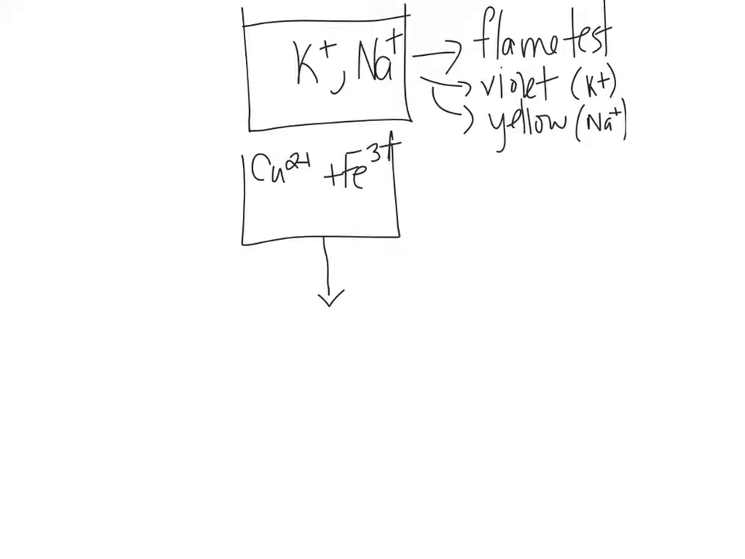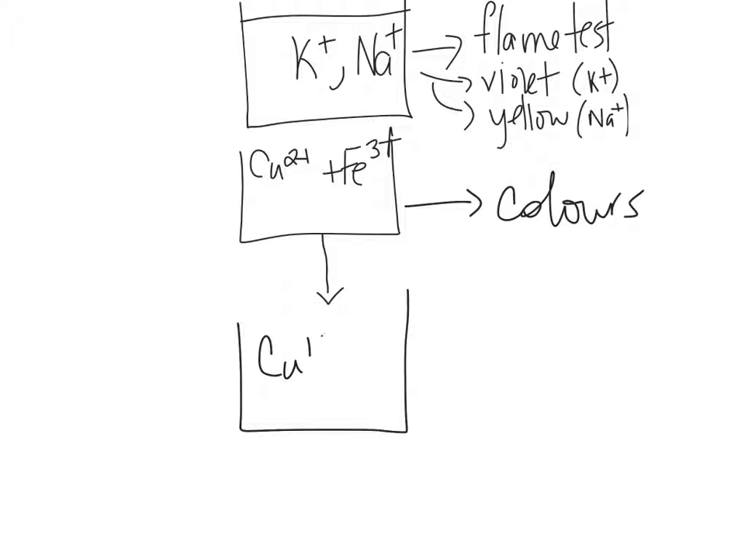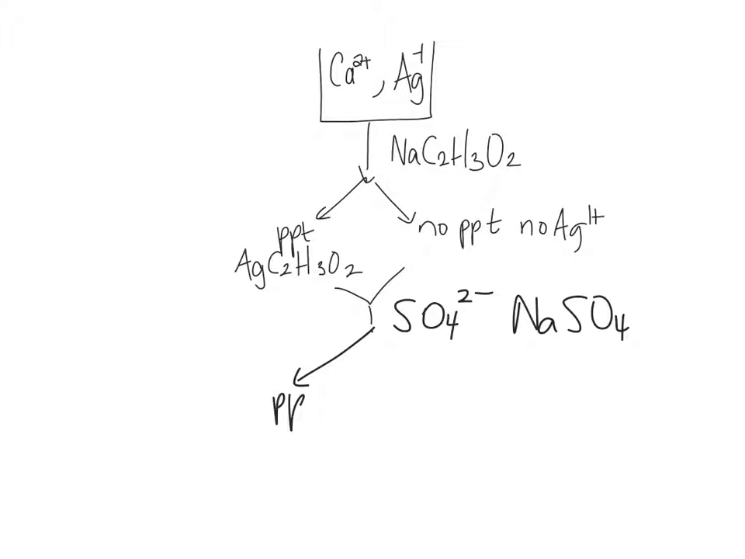That's it. You just have to look at the colors. What if you had copper 1+ and iron 3+? You've got calcium, and if you don't, there's no calcium.